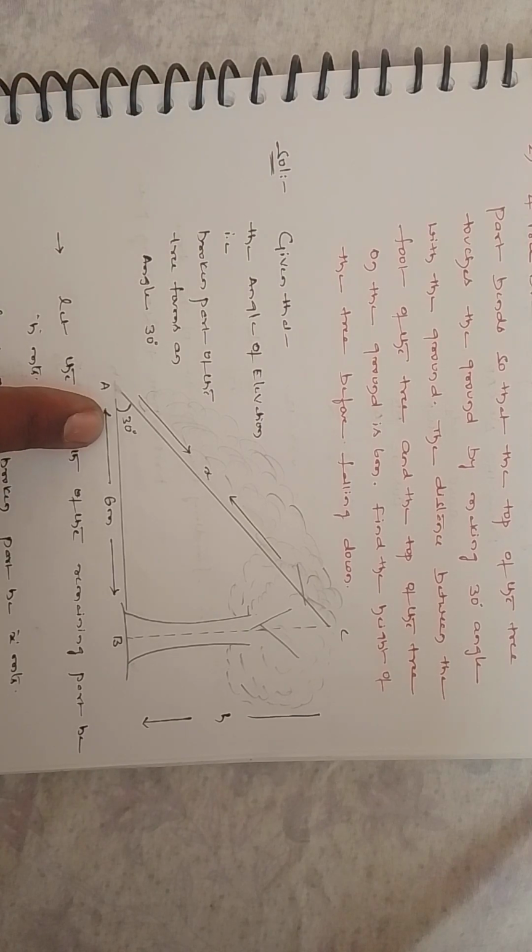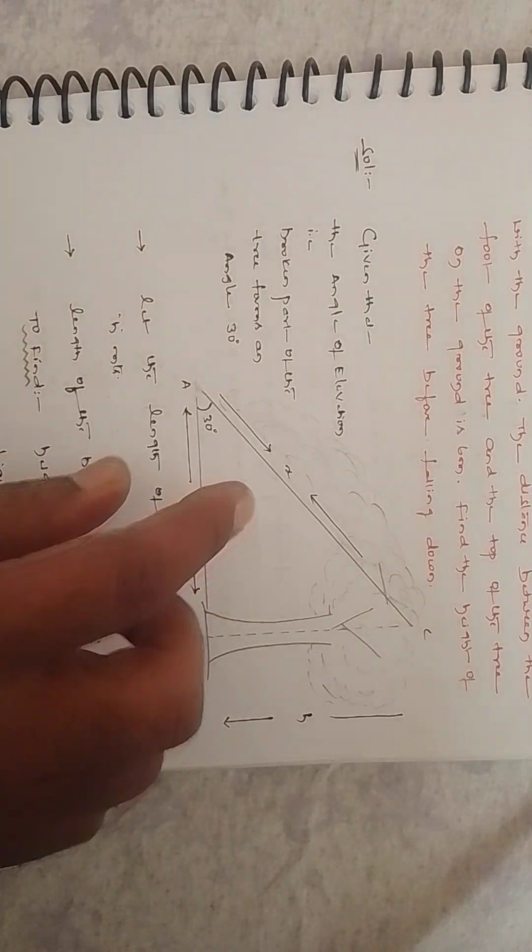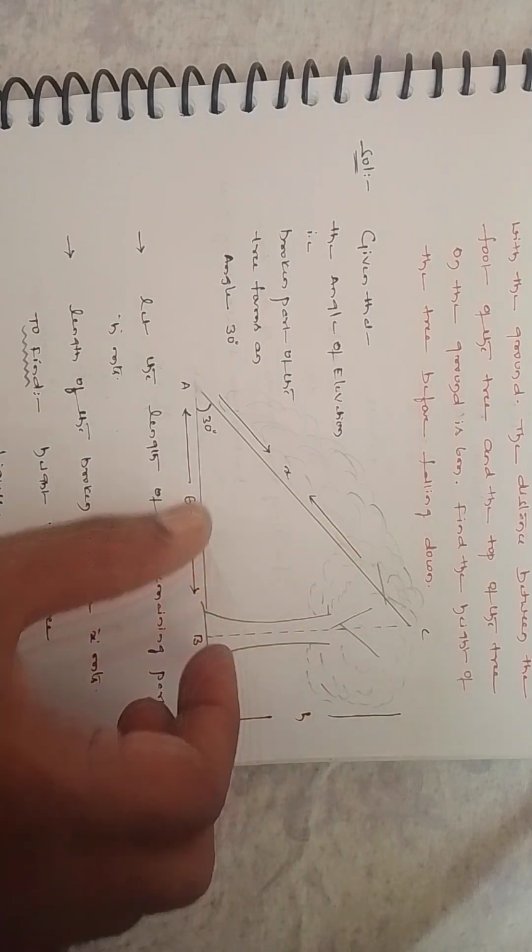So first, what is given in the question. Given that the angle of elevation, the broken part of the tree forms an angle of 30 degrees. Let the height of the remaining part of the tree be h meters. Now from the figure we have hypotenuse, opposite and adjacent. So first we'll solve for h, then we go for the x. Opposite by adjacent is nothing but tan theta. So using tan theta we can solve this sum.